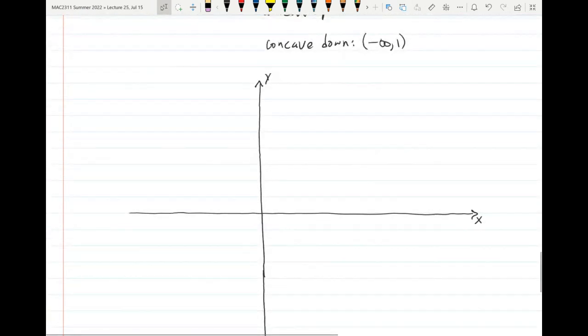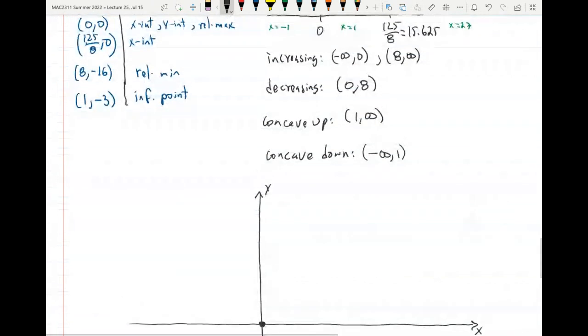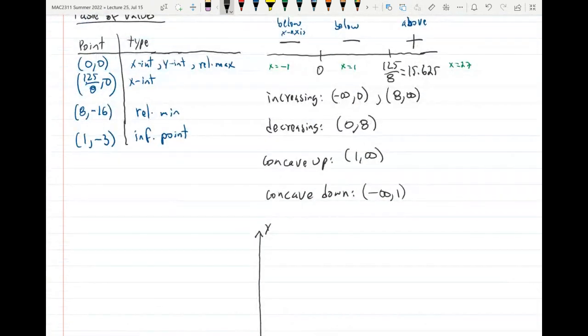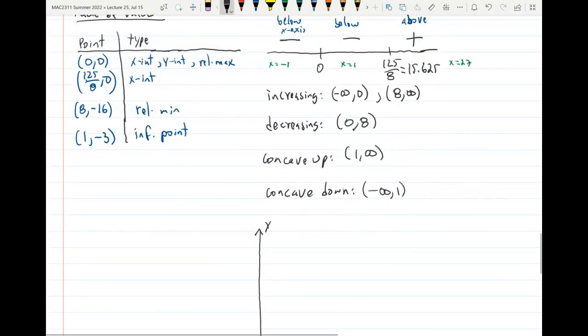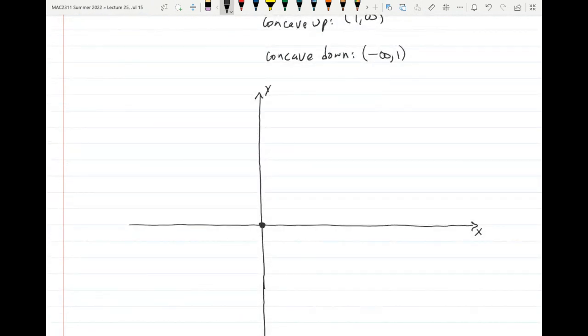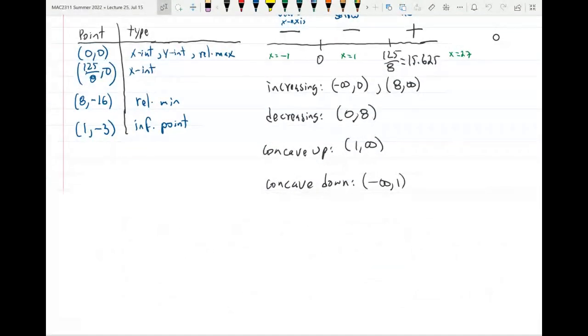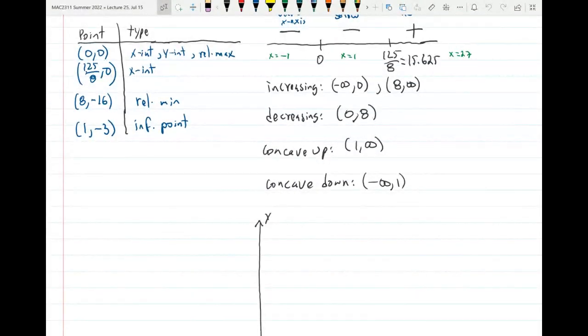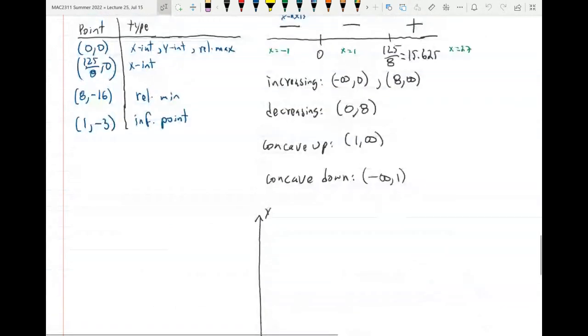Let's see, 0, 0. So that's a point of interest. So a point has to be there, 0, 0. Then 125 over 8. So if we had any asymptotes, by the way, now when it comes to time to graph, the first thing that you do is put your asymptote. Vertical, horizontal, slant, whatever it is, just draw your asymptote, remember, with dashed lines. Once you have them, then start pulling your points of interest, which is what we're doing right now.